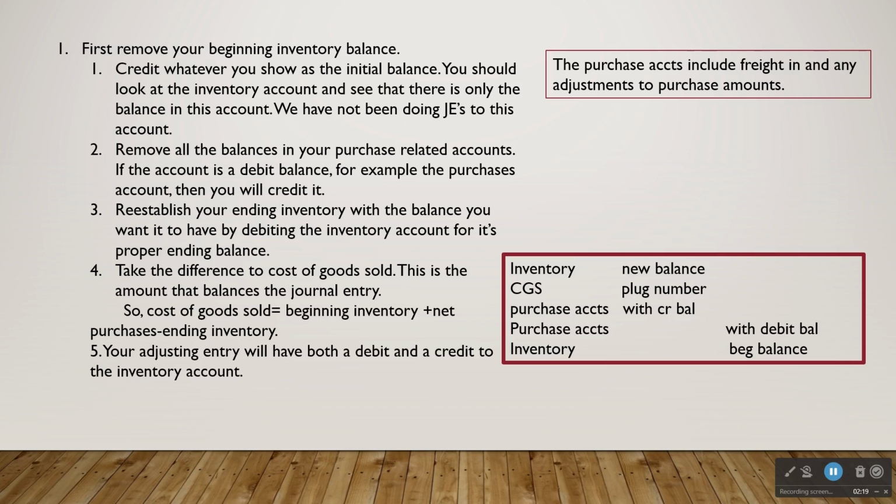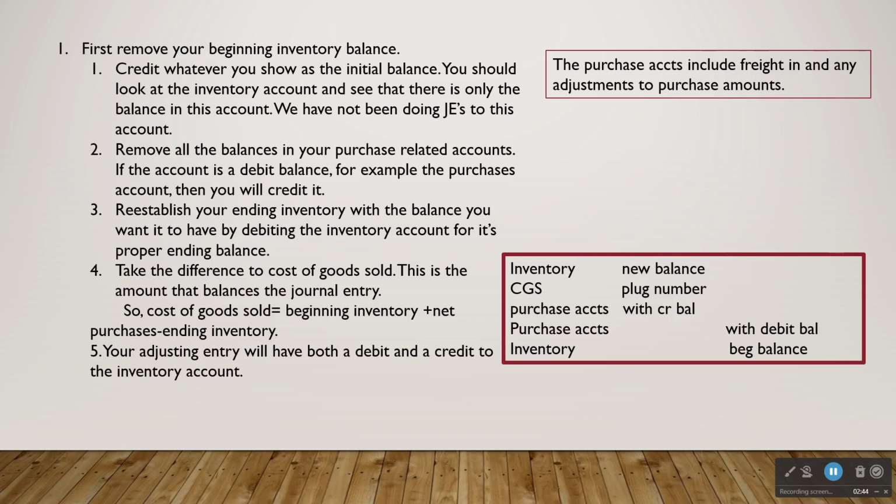The second thing you need to do is look at your purchase accounts and remove all those balances. So your purchase accounts that have debit balances, you will want to credit them. And the purchase accounts that have credit balance, you will want to debit. This removes the balance in the inventory. It removes the balances in your purchase accounts.